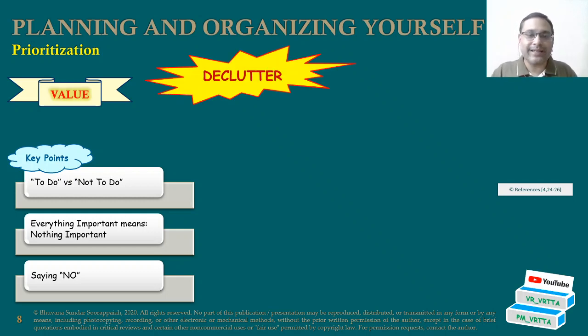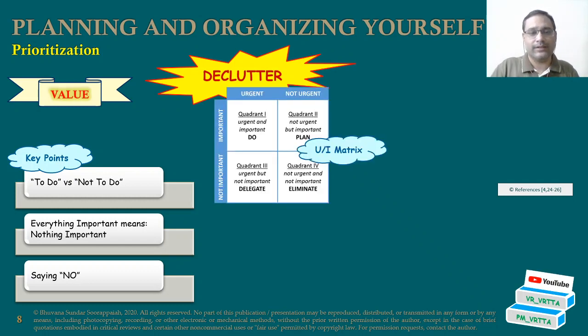Now, decluttering. What is decluttering? Clutter means too many things. Whenever you have too many things to do, then your mind is cluttered. So first thing you got to do is to declutter. You have to sort these things down, eliminate whatever is not necessary, and then you sort them. How do you do decluttering? Very simple. That's a technique.